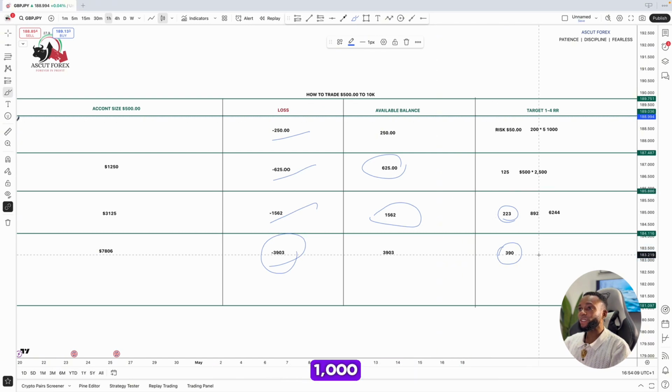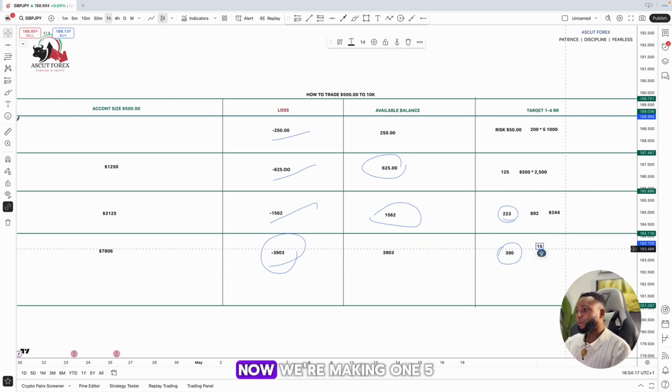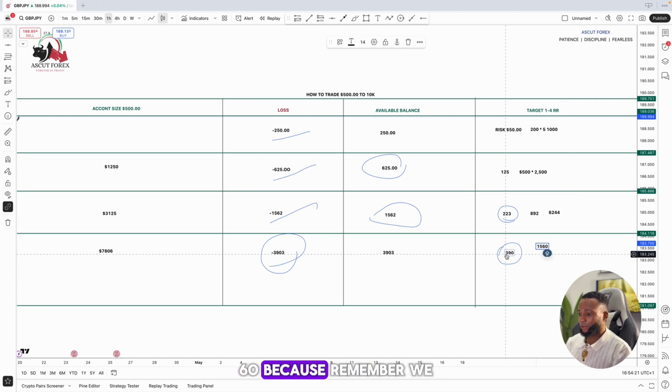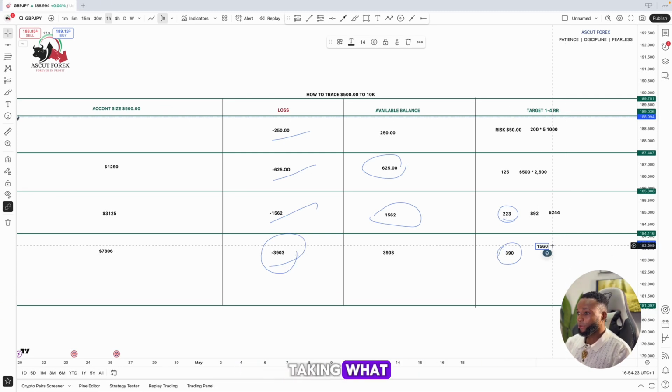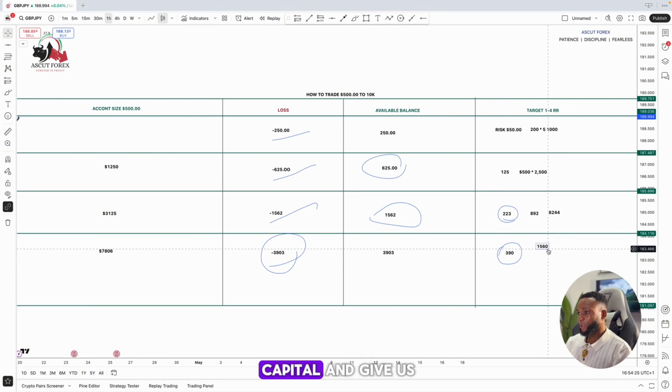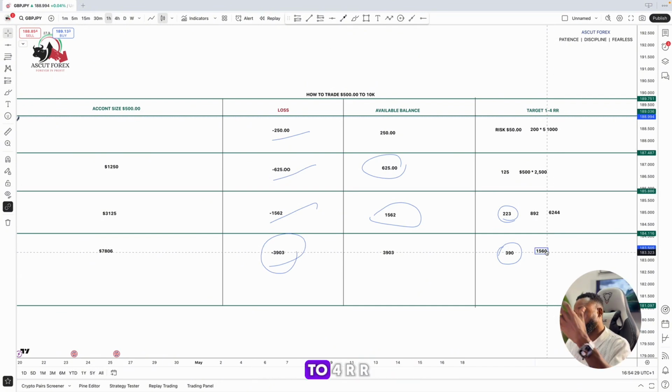Currently we're up on our first trade. We're making $1,560. Crazy. Now we are making $1,560 because remember, we are using big capital and it gives us big profit because of 1 to 4 RR.